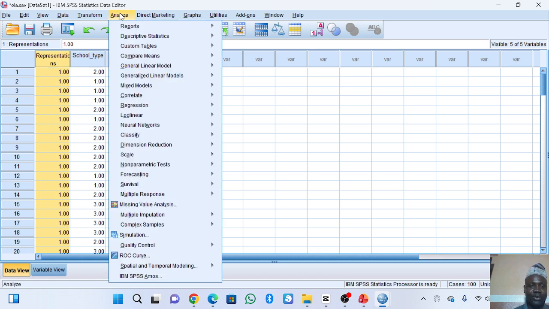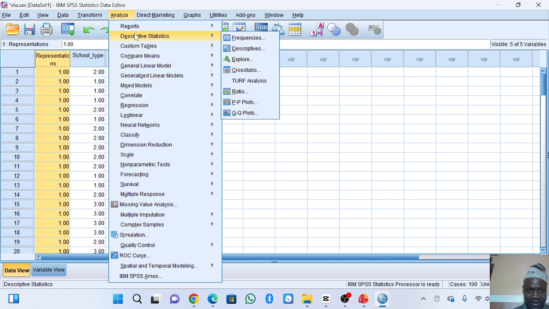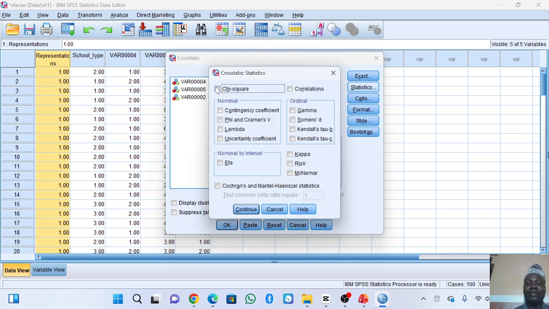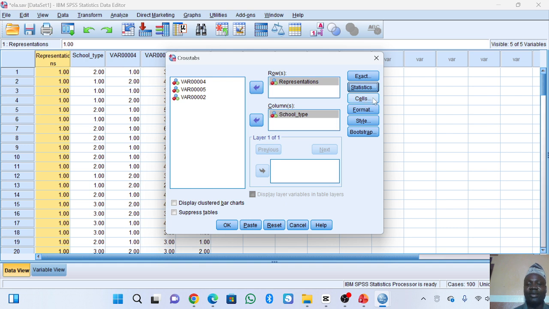Now, let us say we want to do independence. Now, you go to descriptive. When you get to descriptive, under analyze, you will select the cross tab. And when you select the cross tab, you put the representation in the row. You may put school type in the column, and you may decide to choose the statistics that you are interested in. Let me just select the chi-square statistics and just say continue. Let's not do other things in this particular video.